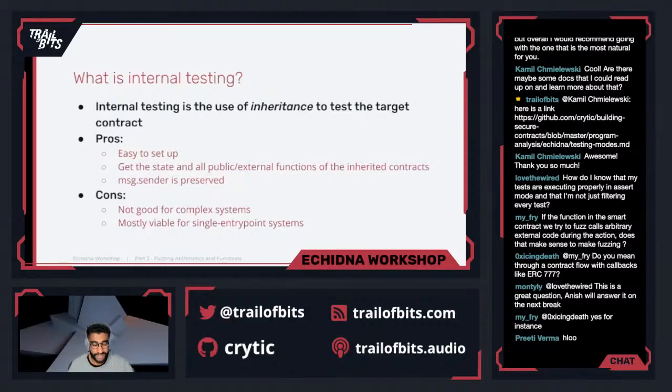The negatives, though, is it's not very good for complex systems, and it's mostly viable for single entry point systems. So let's say, for example, you're trying to fuzz test Compound. You can't just inherit Compound. Compound is a sum of multiple very complicated contracts. It has the cToken, the Comptroller, the Unitroller. You can't just inherit the whole system. So how do you approach that? That's the downside of internal testing.